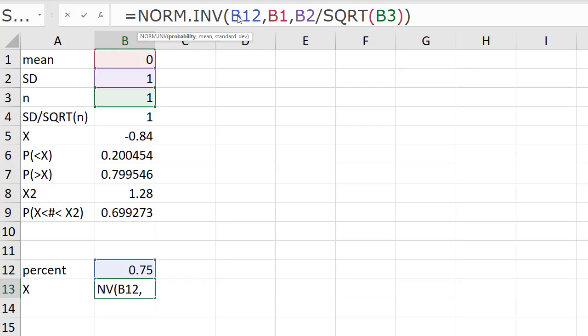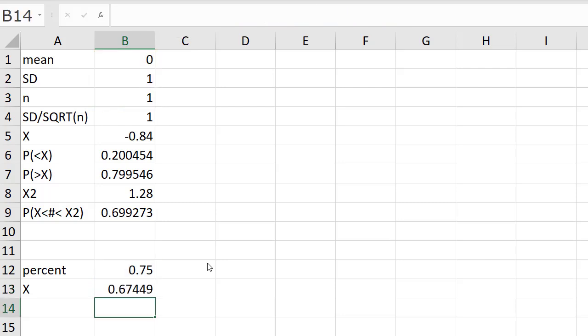Norm.inverse. You can see that the B12 is picking up the x value, or in this case a z-score when we do it, and then the next one is B1, that's the mean. The next one is, I did that whole B2 minus the square root stuff, but I could also just make this B4 if I wanted to. And then that's going to give me the z-score that comes back from that area right under the curve.